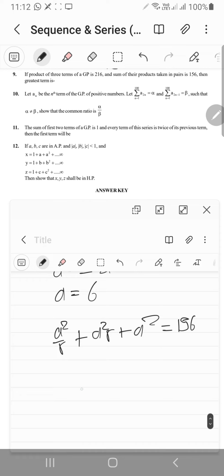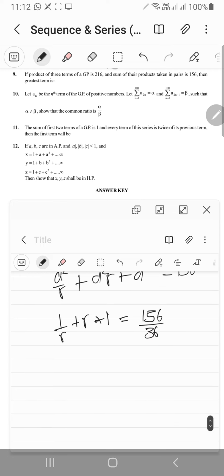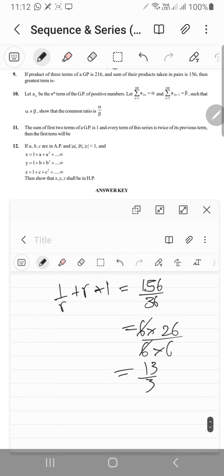Then the greatest term is, so a is 6, so a squared is just 36, so 1 upon r plus r is 156 upon 36. 156, that is, I think 12 and 36, so like 6 into 2, it's 26, right? This is just 6 into 6, cancels. That will be 13 upon 2. Oh, 13 upon 3, sorry. This is 13 upon 3, and that just means 1 upon r plus r equal to 13 upon 3 minus 1, which is 10 upon 3.